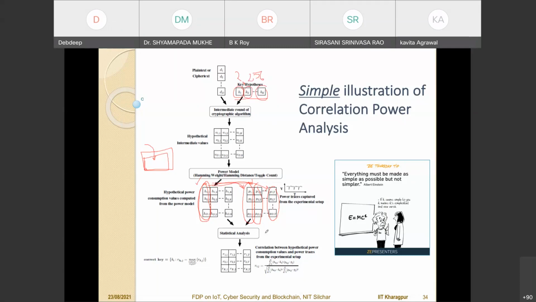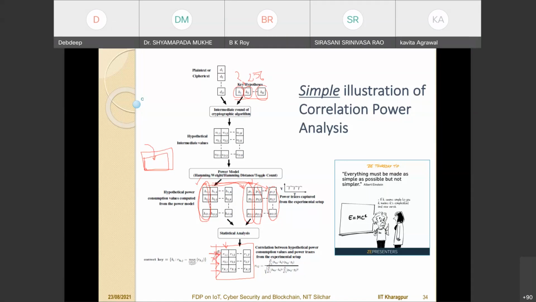So how do you plot them? You can have different ways, but one very simple and convenient way is to form this matrix, which is called a correlation matrix. In this correlation matrix, every row corresponds to a key hypothesis, and every column corresponds to a time instance. And if for a given key hypothesis there is one location in that row where there is a strong correlation, then you keep those rows as candidate keys, whereas the ones for which all of the entries are low, you discard them.